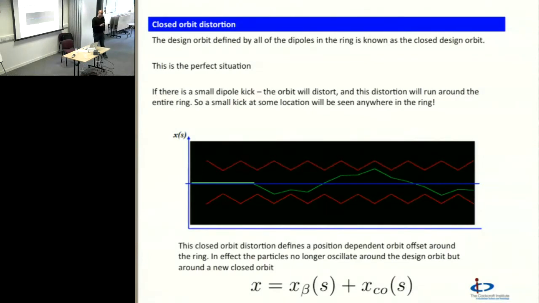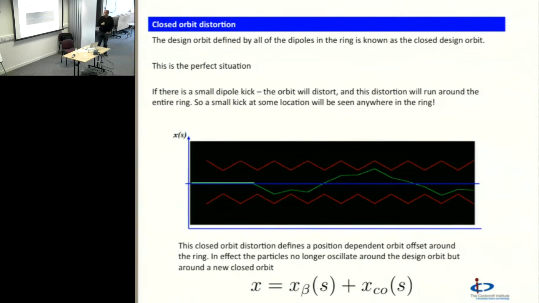Right, so our first topic is what's called closed orbit distortion, or COD. The design orbit of an accelerator is defined by all the dipoles in the ring. This reference trajectory defined by the dipoles is called the closed design orbit. It's a trajectory around the ring that particles oscillate around. It's closed, it joins up on itself, because that's how we design it.